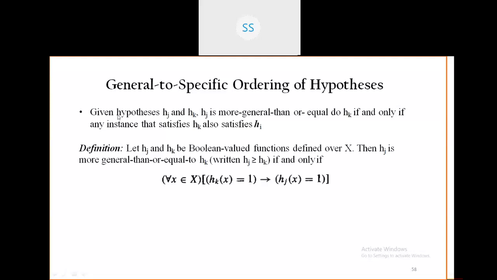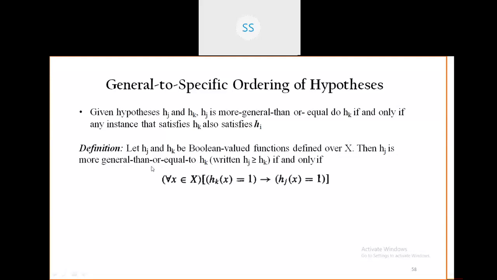Let me repeat it once again. Given Hj and Hk, let them be Boolean valued functions defined over X. X is nothing but the set of all the instances.